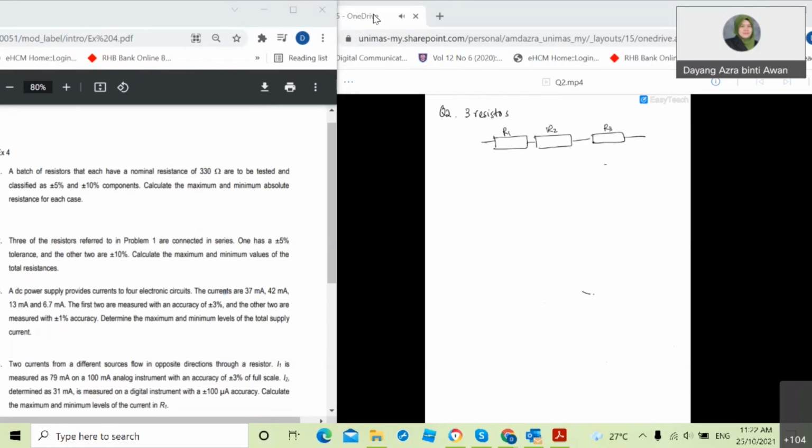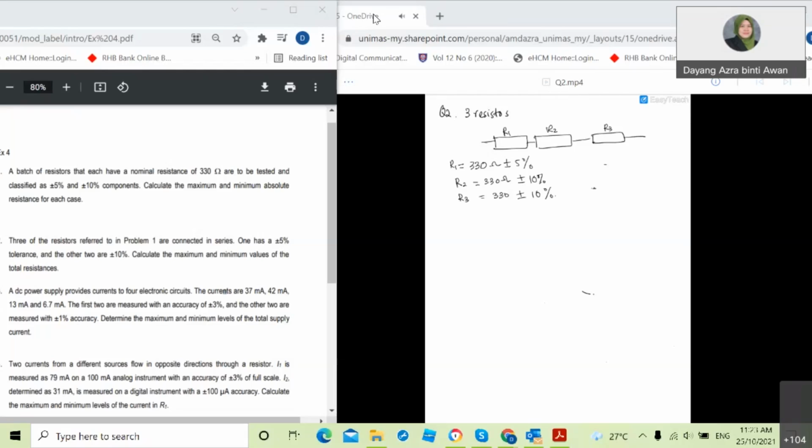So it gives that the value of the resistor is the same as problem number 1, which is 330 ohm. So the first resistor will have the tolerance or the accuracy of 5%. And the second one, we have 330 ohm plus minus 10%. And then R3 has the same tolerance as R2, 10% also.